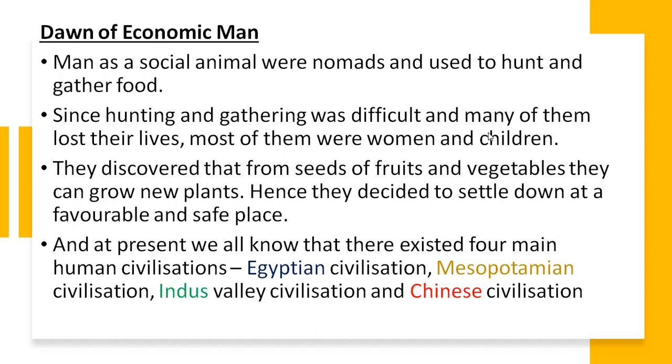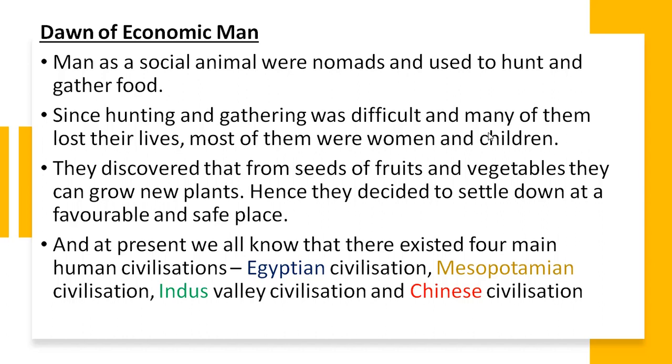But if we see clearly, these civilizations are closely related with one thing which is in common, and that is that these civilizations were settled at the riverbank. The Egyptian civilization was settled at the banks of the Nile River, the Mesopotamian civilization near the banks of the River Tigris, the Indus Valley civilization by the banks of the River Indus, and the Chinese civilization at the banks of the River Huanghe.